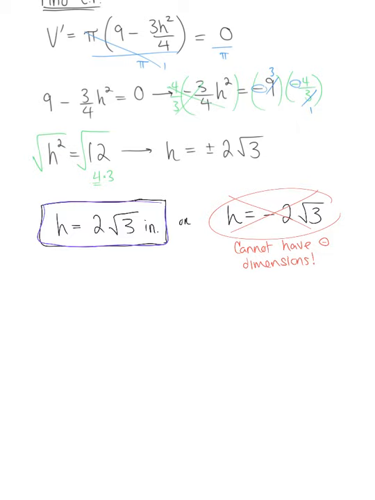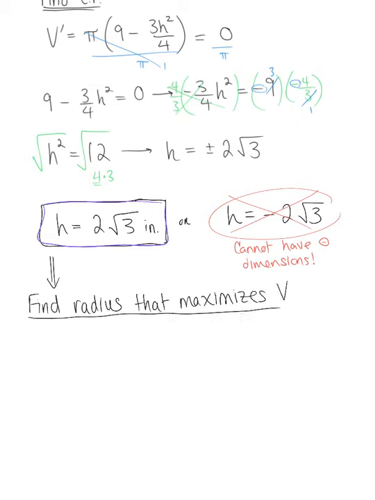So in addition, again, the question asks us to find the dimensions and the volume. So we want to use this to find the dimension for the radius that maximizes volume. And to do this, we can think back from Pythagorean's theorem that we know that our radius squared was equal to 9 minus the height squared all over 4.